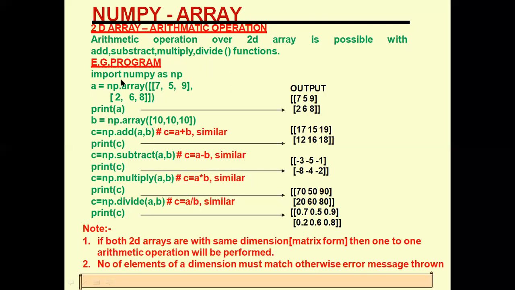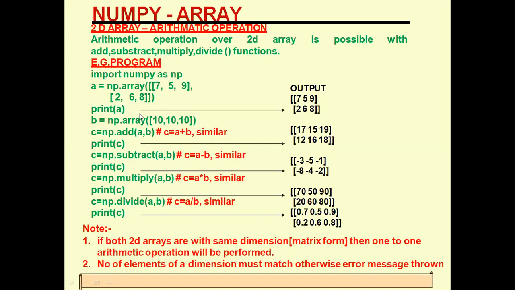So see here, import numpy as np. So np is the numpy name, a temporary name. a = np.array, the same way you have to use here: 7, 5, 9. These are elements which are stored in a. a is an array variable. So the second element, this is a 1, another 1. It is a 2D array, that's why the square bracket is given two times, separated with a comma. And 2, 6, 8, this is another element which is a row.